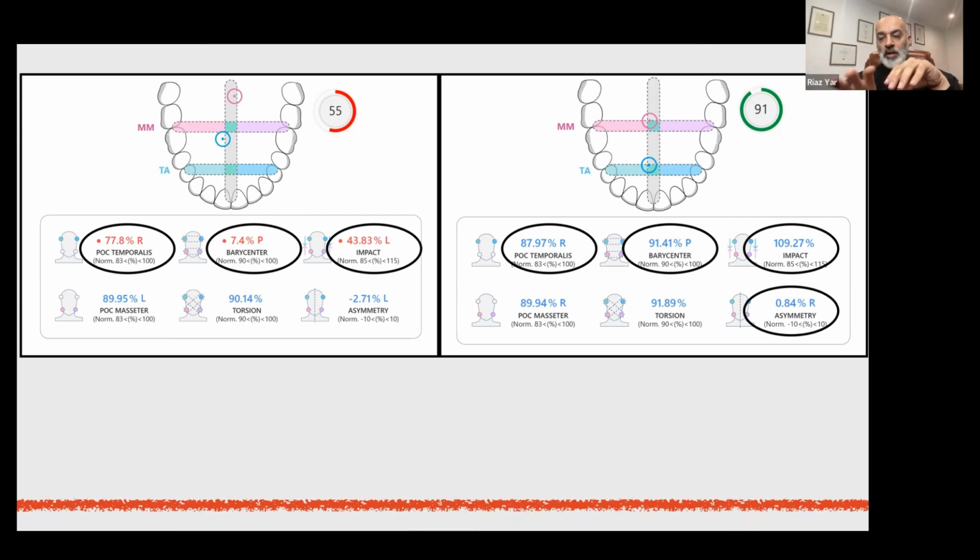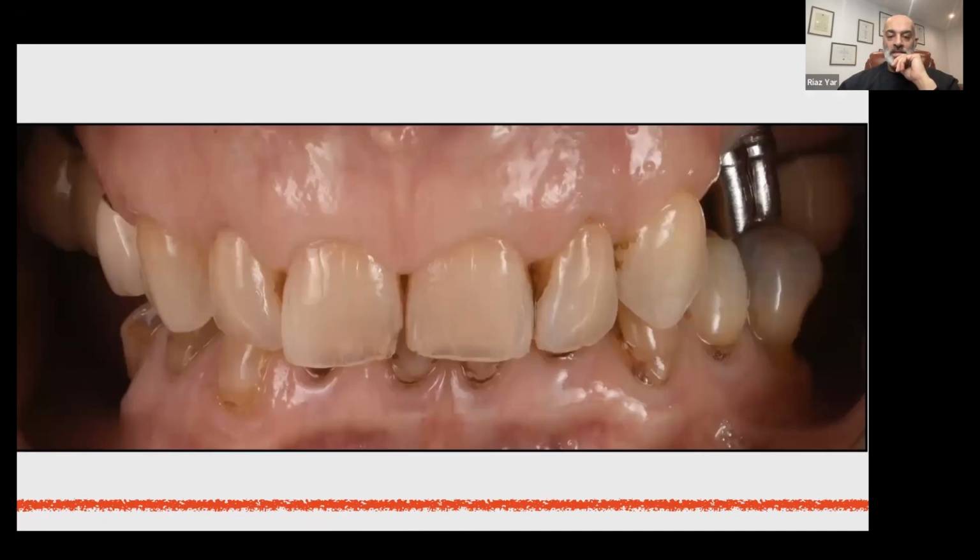We see the temporalis activity is within normal. His barycenter is posterior, which we like. We like the contacts to be on the posterior teeth, so for chewing, we like that. If you look at his barycenter at the start, it was 7.4%. He was at a 10th, because he had missing teeth at the back. So you see what happens to the muscles when we change the teeth. The muscles get better.